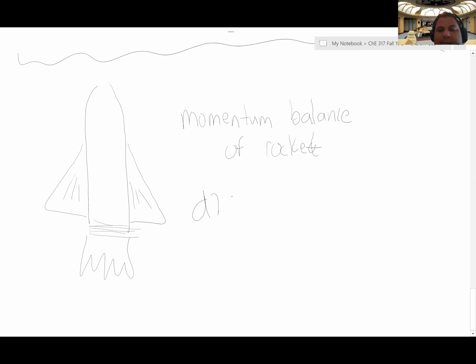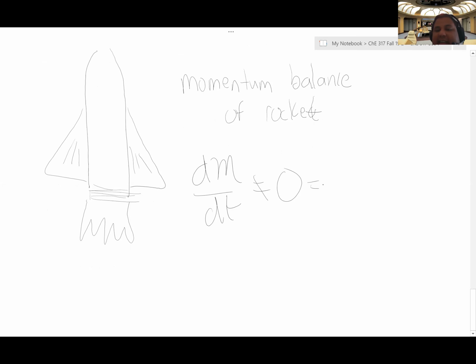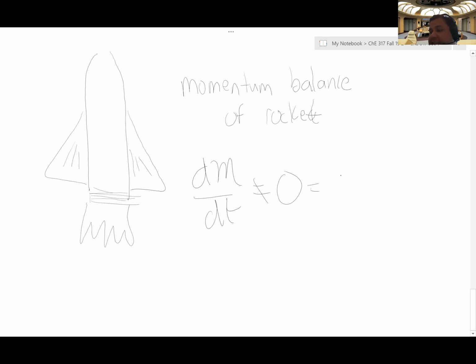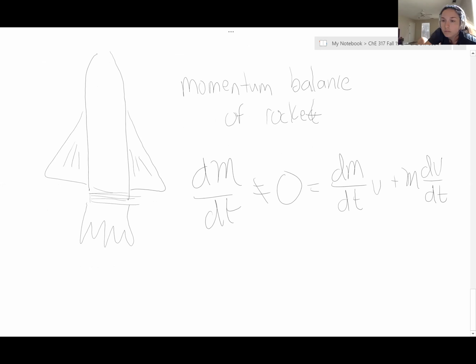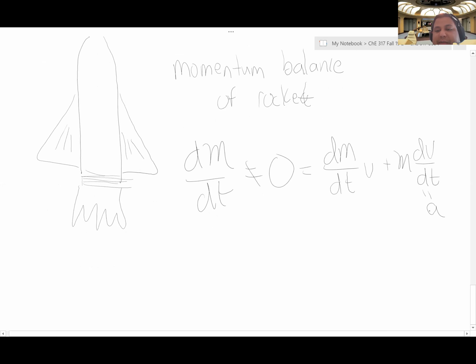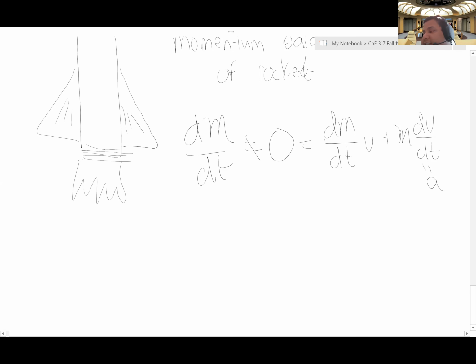Well, hopefully you identified that the momentum isn't conserved because we're looking for an acceleration. So we can once again consider the change in mass with respect to time, times mass times the change of velocity, which is the acceleration we'd be looking for. So what forces are involved in this system?